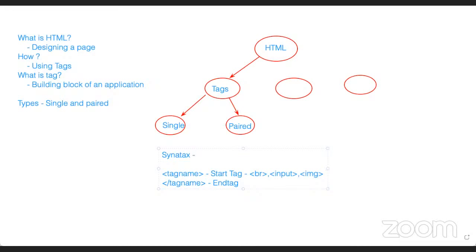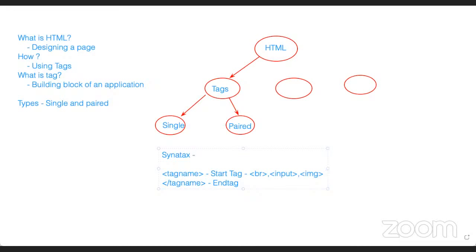Again, I'm repeating, a tag without a closing is called single. A tag which consists of a closing is called a pair. If you consider 100%, 80 to 85% of the tags come under pair. Only 10 to 15% of the tags come under single.